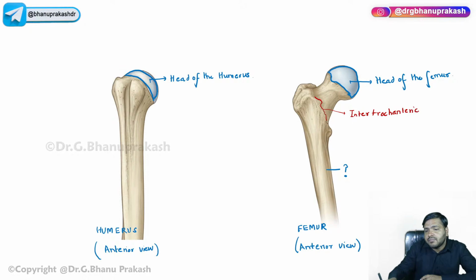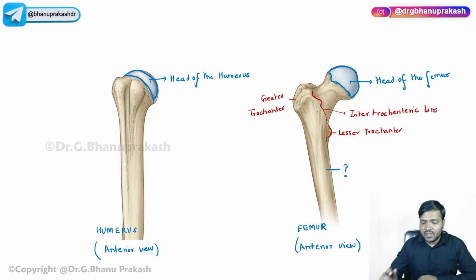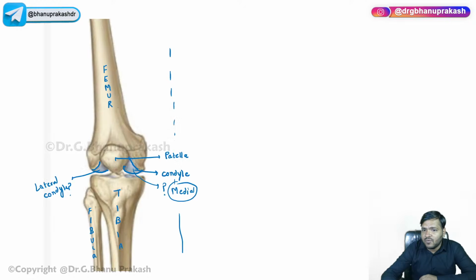Now there are two trochanters. We have the greater trochanter and the lesser trochanter. I will be coming to these terms, no need to worry. You already know it is a line connecting the greater trochanter and the lesser trochanter anteriorly. Inter means between, between the two trochanters. So it is just simple like a line. So the intertrochanteric line is one example.